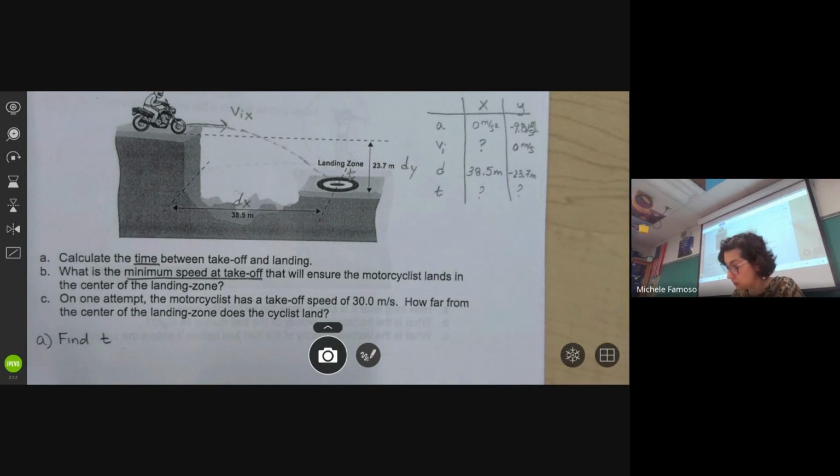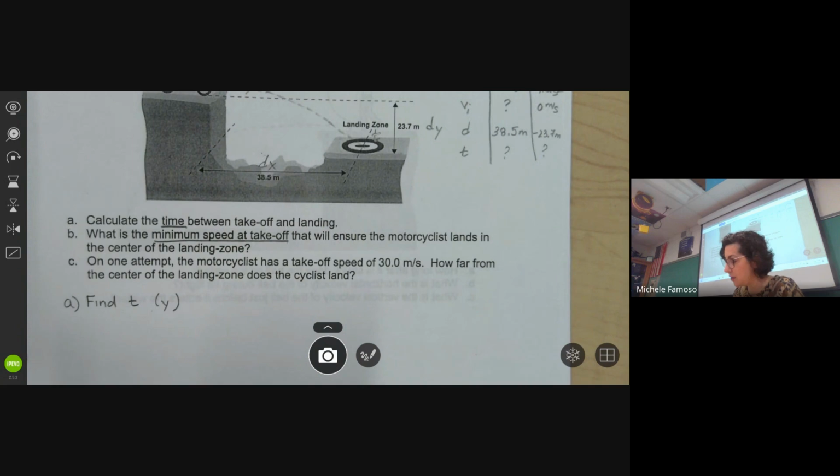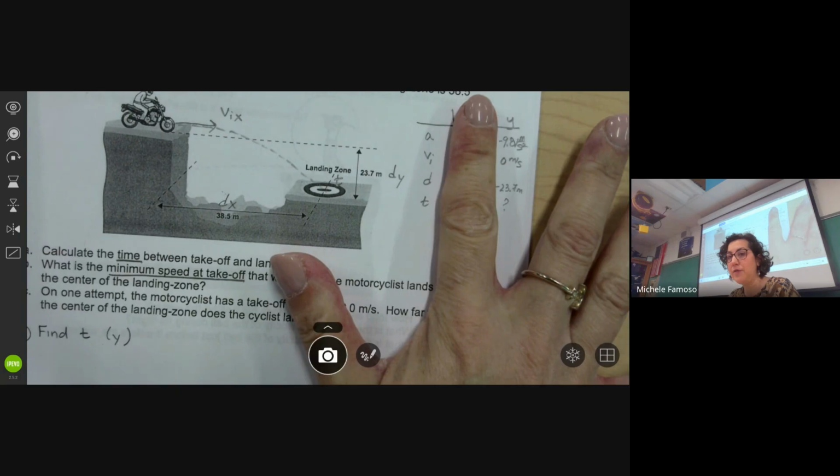Yeah, we know more. So that's what we're going to use to help us get that. I'm just making a note that I'm going to use the y direction. So let's cover up the x direction. It means we know A, V, I, and D. We're looking for T. Vincent, what equation would work with the A, the VI, the D, and the T that we're looking for?